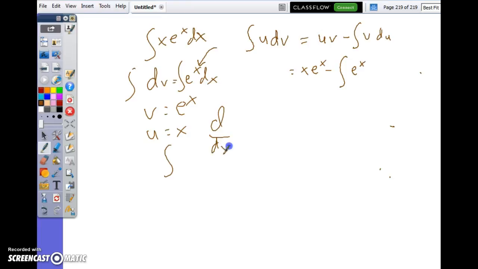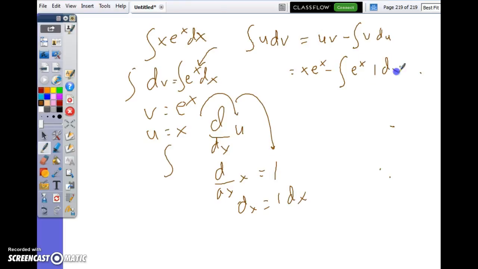So derivative with respect to x of u, right? So that's the derivative with respect to x of x, which equals 1, right? And then I move the dx up, and I get the derivative with respect to x, which is what I started with, and in this case is unfortunately equal to 1 dx. It might not be. It might be something else. So this step here, we're taking the derivative to figure out what this is, and so this becomes 1 dx. So far, so good?